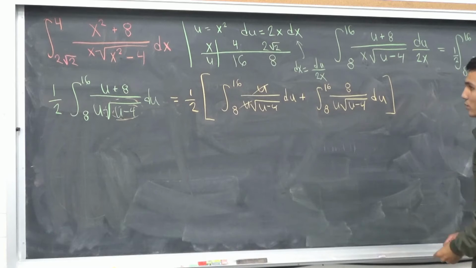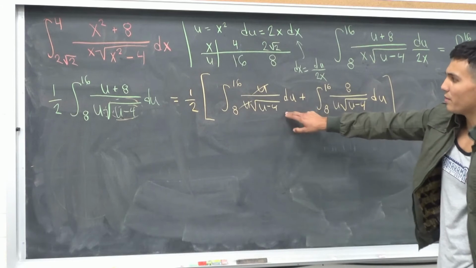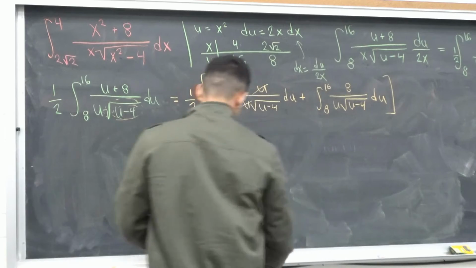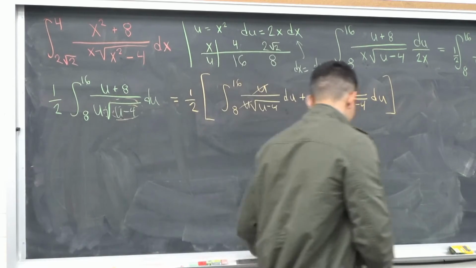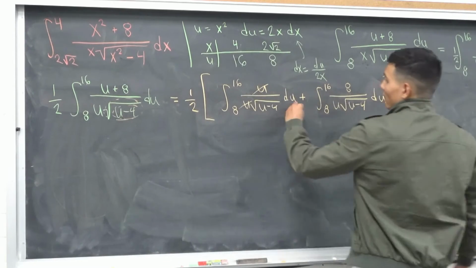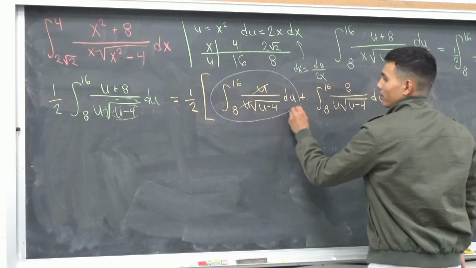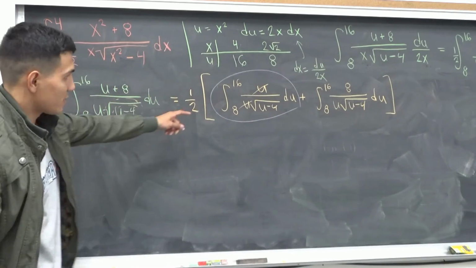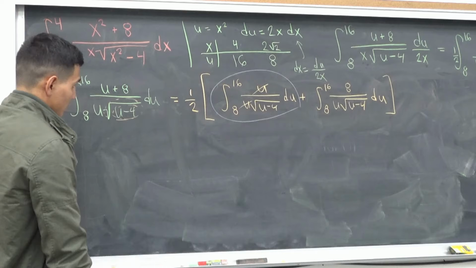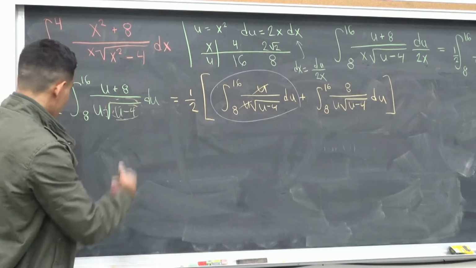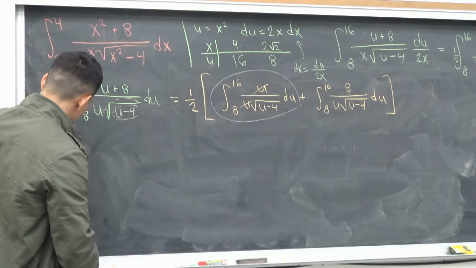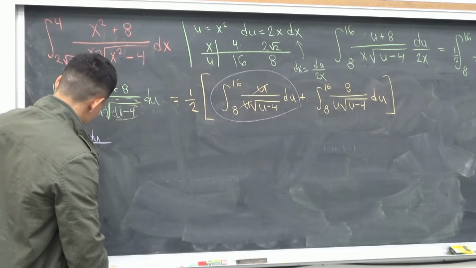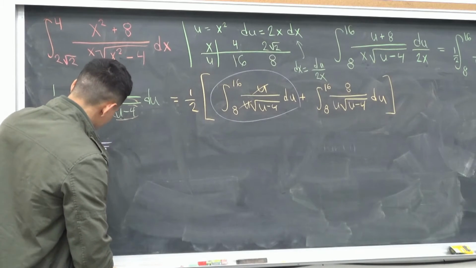So now we have two integrals to solve. This one is going to be a lot easier. This one's not going to be as easy. Okay, so I'll do this guy in purple, okay? And yes, I'm just leaving the 1/2 out here for now. So, okay, 16 to 8, and it's du over square root u minus 4.